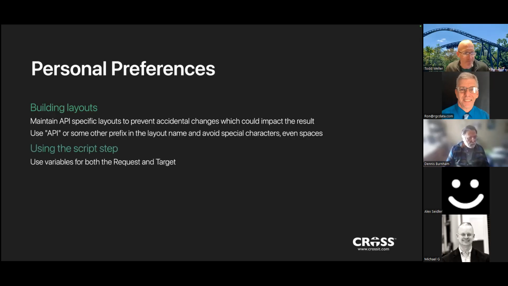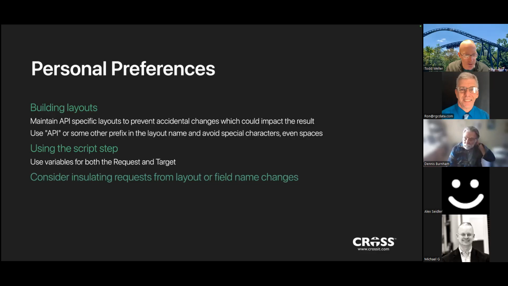When you're using the script step, I like using variables for both the request and the target. I just feel more comfortable building it that way, and that way the response comes back into a variable, and then I can decide how I'm going to handle it, rather than writing it directly into a field. You also want to consider insulating your requests from layout or field name changes, because again, you're setting JSON in text. If it's hard coded and a field name changes, then all of a sudden you're going to break your request, whatever that request happens to be.